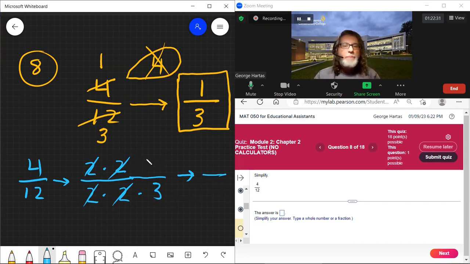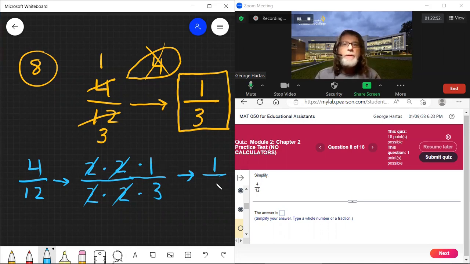Now, we have a blank here. So what are we going to put? Well, definitely don't leave it blank. So technically, this is the same as this, isn't it? Isn't 1 times 4 4? Yeah. So there's your 1. Put a 1 there. Never leave the numerator blank.